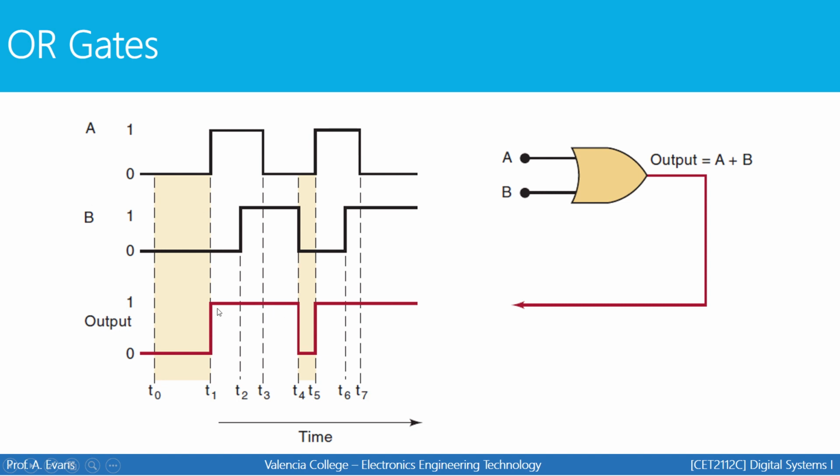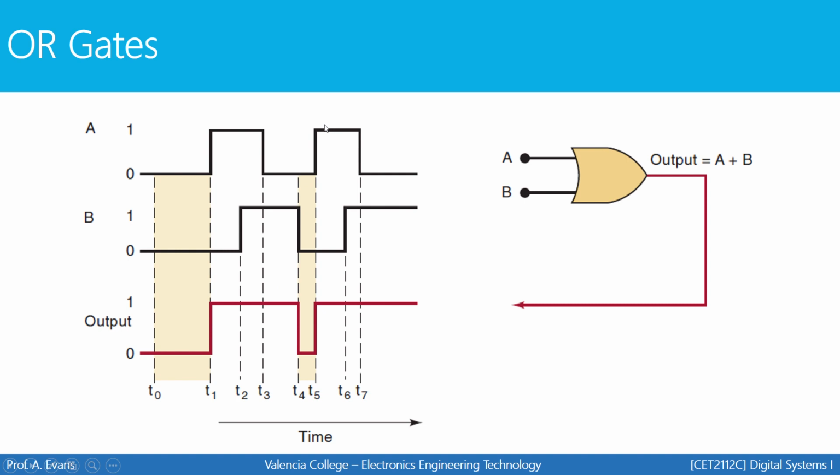So we can see at these time points here, A is high while B is low. That'll give me a high. A and B are both high here. That'll give me a high here. A is low while B is high. That'll give me a high here. When they both go low, again, the output goes low.